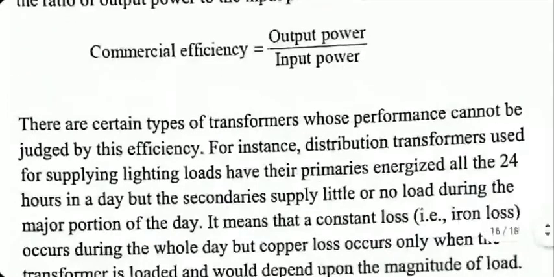There are certain types of transformers whose performance cannot be judged by this efficiency. For instance, distribution transformers used for supplying lighting loads have their primaries energized all the 24 hours in a day, but the secondaries supply little or no load during the major portion of the day. Lights are not on all the time, you know. So in distribution transformers, energy output over a 24-hour period is more important than the actual power output versus power input ratio. That's what they're telling you here.